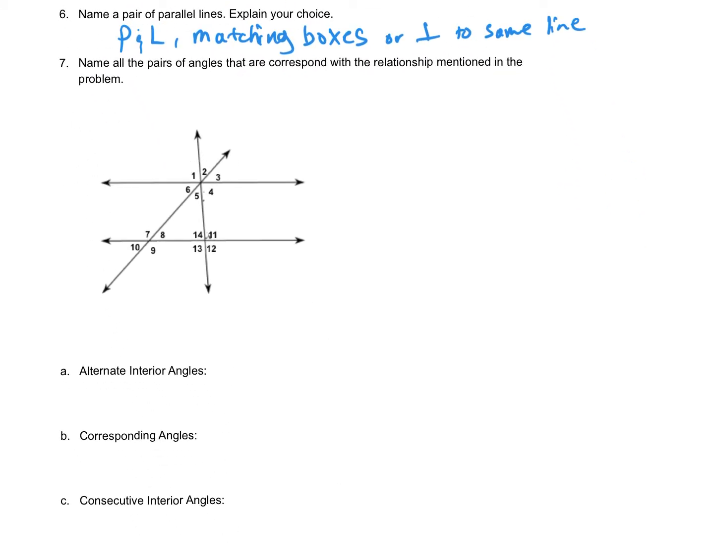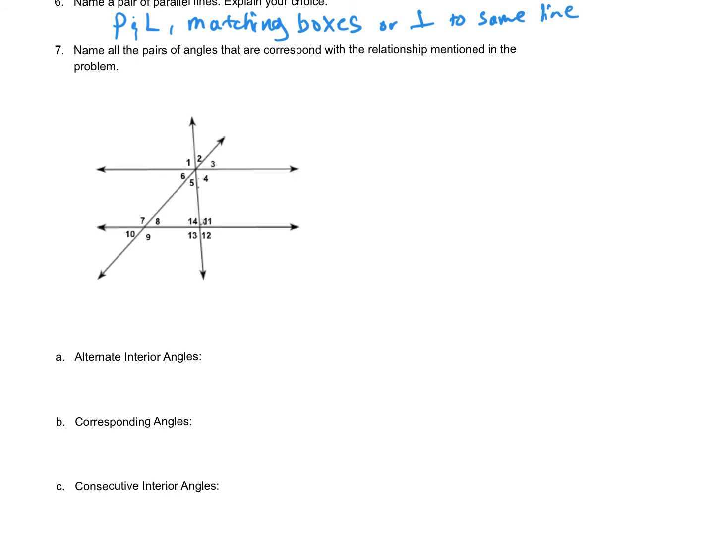Number 7, moving on down, name all pairs of angles that correspond. So alternate interior angles. Those are all the angles that are on the inside of the 2 lines, but on the opposite side of the transversal. So 4 and 14 are 1. We can also say 6 and 8. We can also say 9 and 14. And 8 and 13.